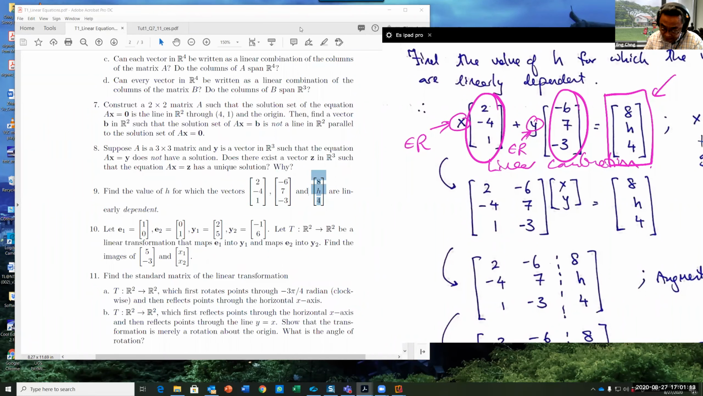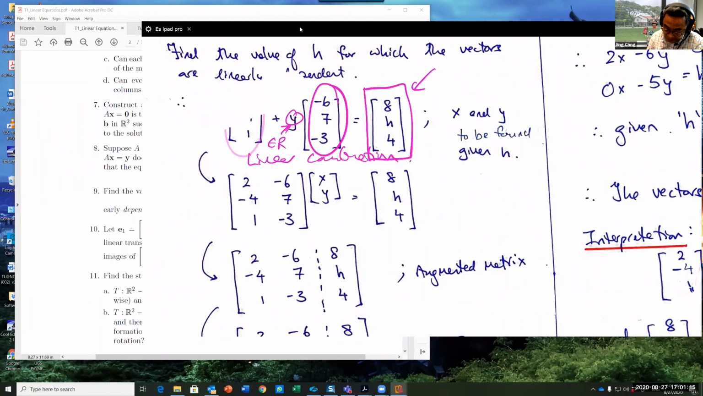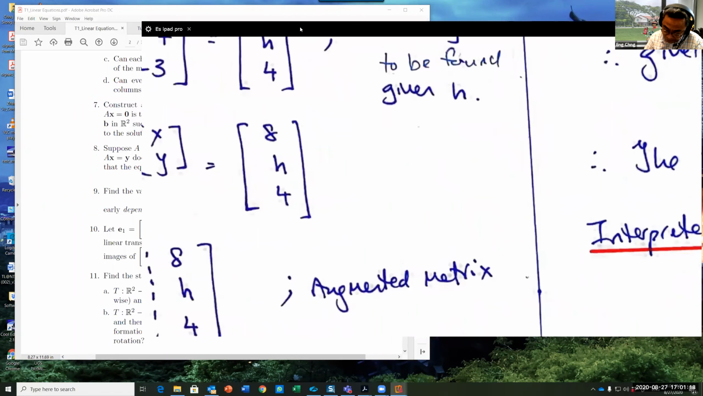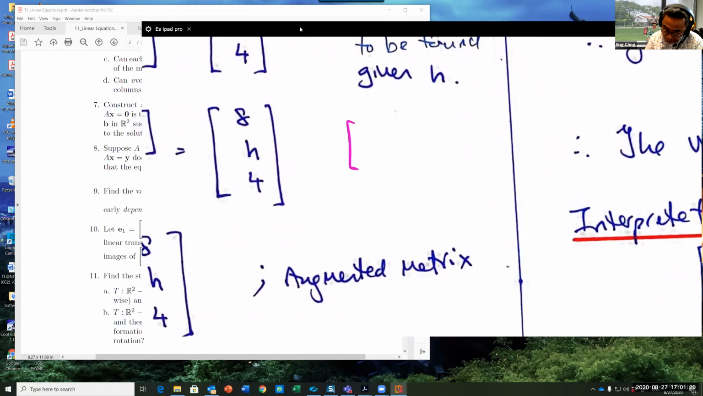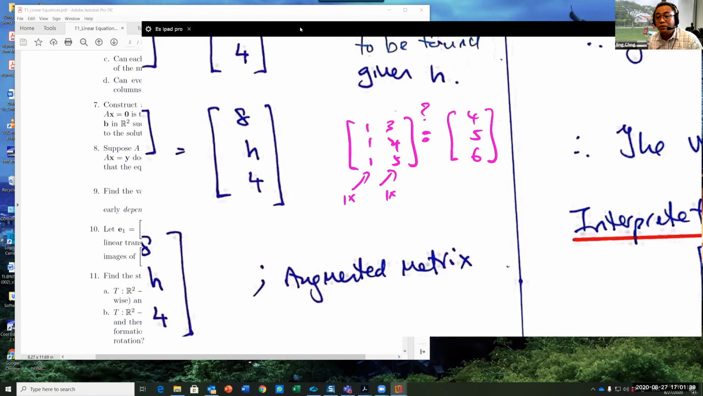So the easiest, most trivial example I can give you is this. If I give you 1, 1, 1, let's say 3, 4, 5, and then I ask you, is it possible to find 4, 5, 6? The answer is obvious because it is nothing but 1 times the first column plus 1 times the second column. So therefore 4, 5, 6 is dependent on the first two columns. Now, that's the problem we want to solve.